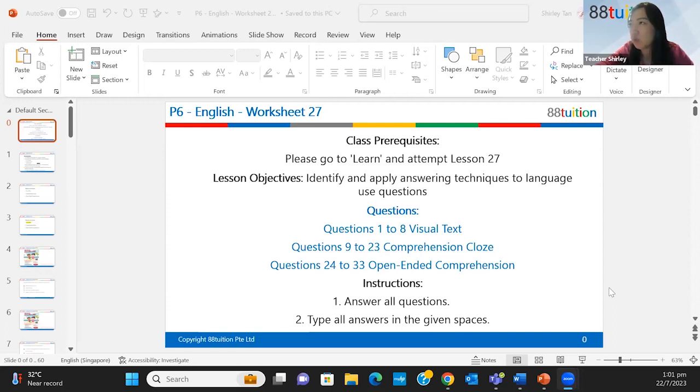Generally, they are asking you, why is it that the writer uses such a word? What is he trying to imply? What's the meaning of the word used? So these are language use questions. And then we'll also talk about some answering techniques on how to answer these questions.